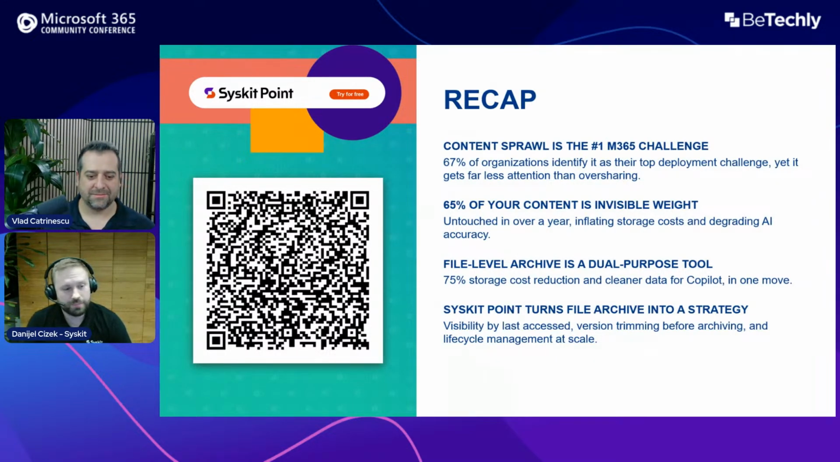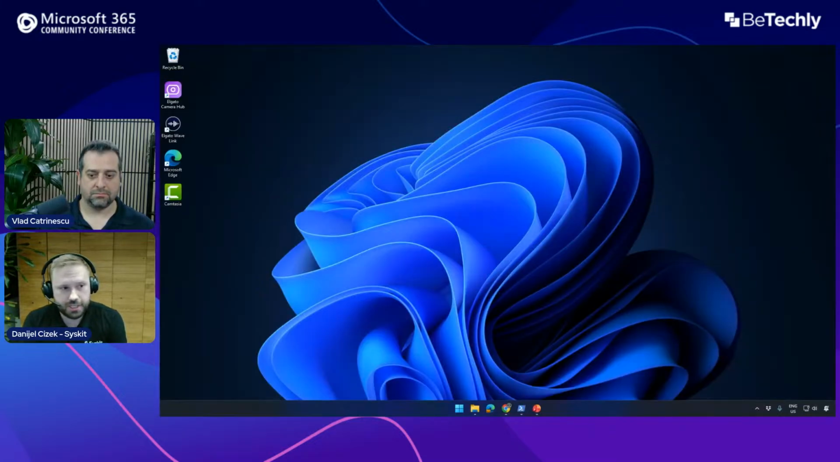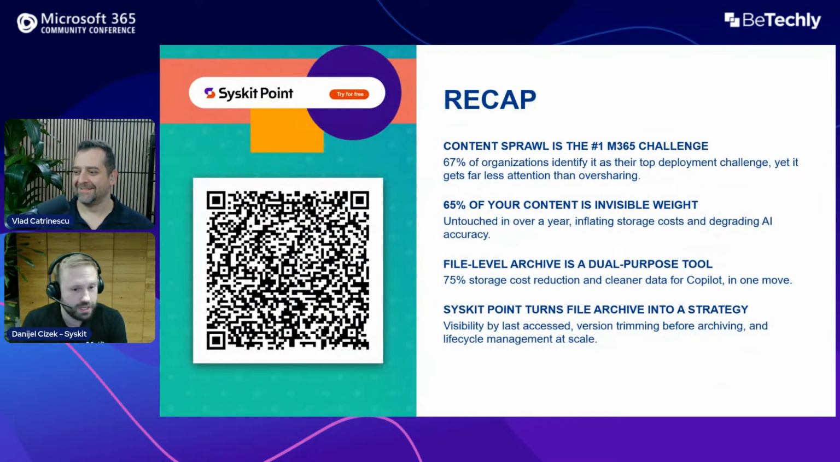Exactly. So let's go through everything that we said so far. Content sprawl is actually the number one Microsoft 365 challenge, as Gartner pointed out. 67% of organizations have identified this as one of their top 3 challenges. But we've seen, as you pointed out, Vlad, that 98% of all of the chats that we have are around oversharing, and not a lot of people are focusing on the content sprawl challenges that they're having.